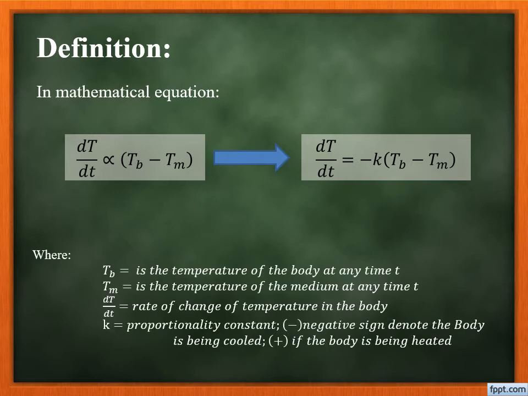T sub B represents the temperature of the body at any time T. T sub M represents the temperature of the medium at any time T. And the derivative of T with respect to time is the rate of change of the temperature in the body. And K is the proportionality constant, where the negative sign denotes the body is being cooled, and it is positive if the body is being heated.